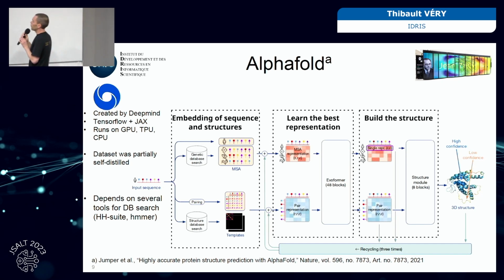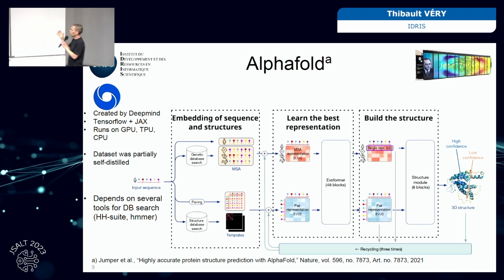So what we do, the first part of the model, is to get an embedding for the sequence and the structure. You get some information from genetic databases, and you get the MSA, the multiple sequence alignment. You transform it into an embedding space. And you do the same thing for templates. We have a database for templates. What I call templates is some known protein structures that we have in a database.